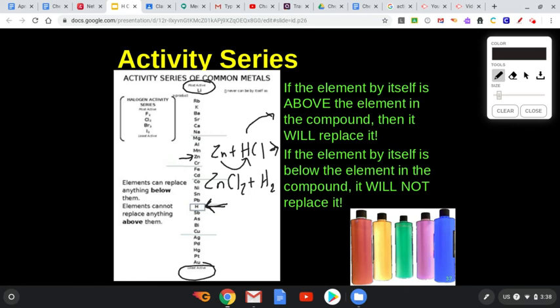So for example, if I had silver plus hydrochloric acid, silver is not above hydrogen, so this will get a no reaction. The reaction will not occur. That is how you use the activity series for metals. So when you do the assignment over this particular section, you need to consult the activity series to see if the metal by itself will actually replace the metal or the first element in the compound. If it will not do that, then you need to write no reaction as your answer.